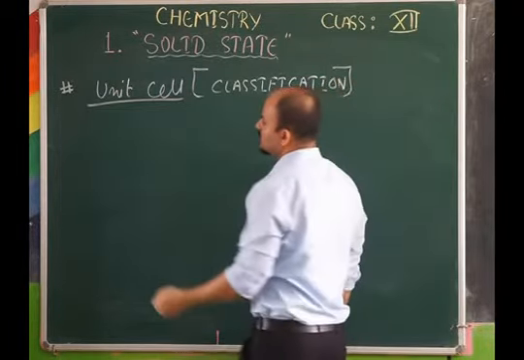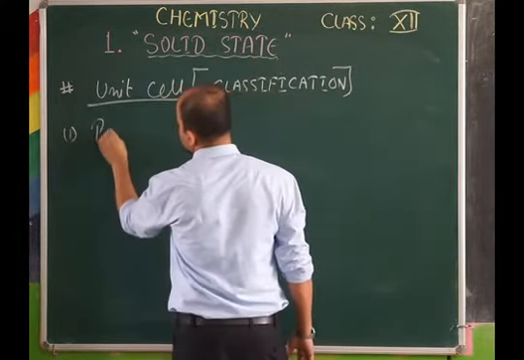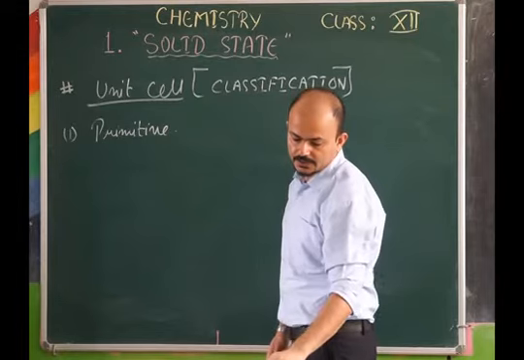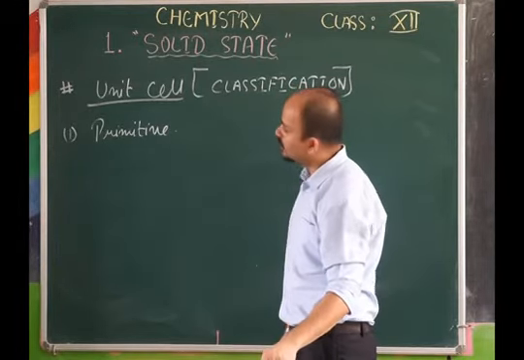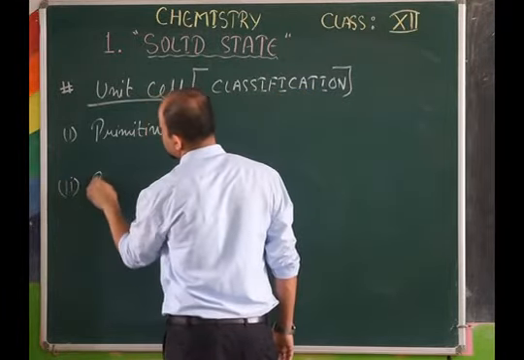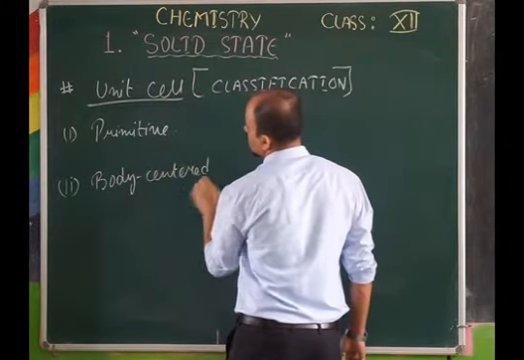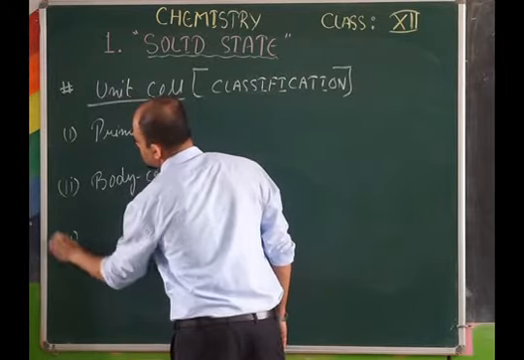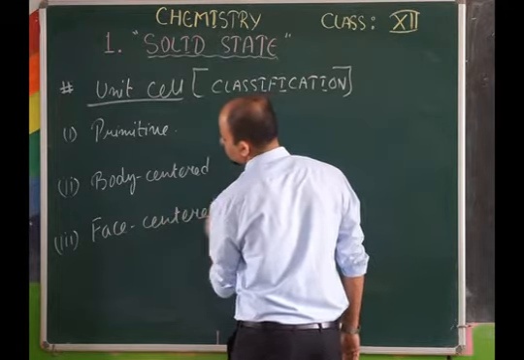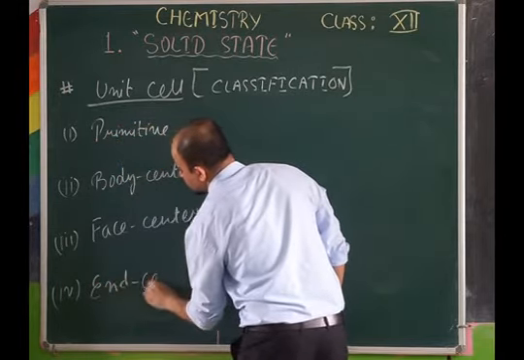It can be broadly divided into 4 different types. The first one is primitive or simple cubic unit cell. Primitive or simple cubic unit cell. Number 2 is body centered. Number 3 is face centered. Number 4 is end centered.